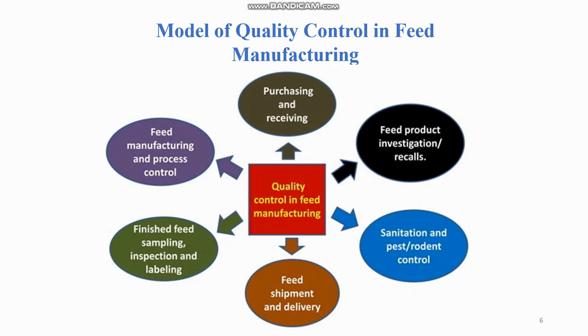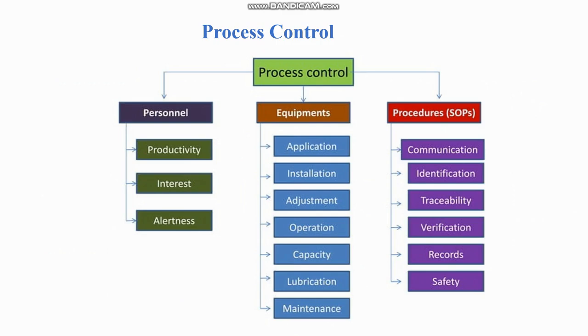Model of quality control in feed manufacturing. We follow this model while we analyze the quality control parameters in the feed manufacturing process. The most important are feed product investigations, recalls, purchasing and receiving, feed manufacturing and process control, finished feed sampling, inspection and labeling, feed sanitation and pre- and post-rodent control program. And finally, the feed is shipped and delivered to target places.